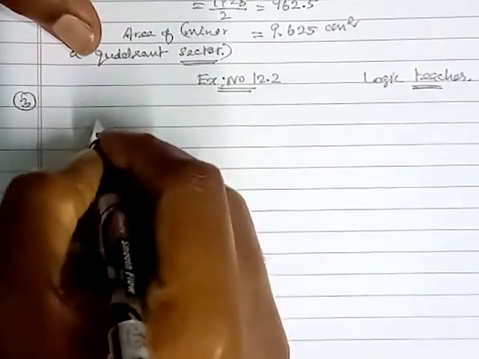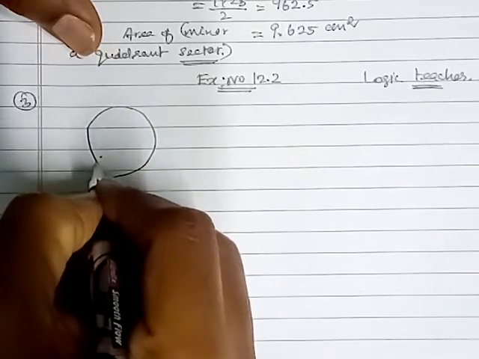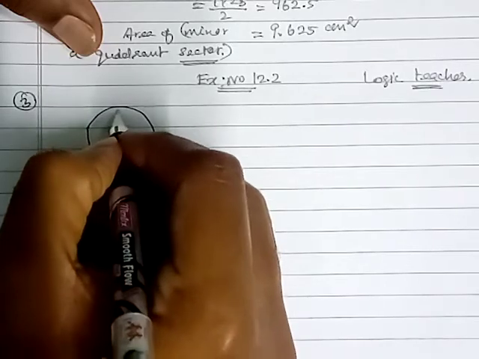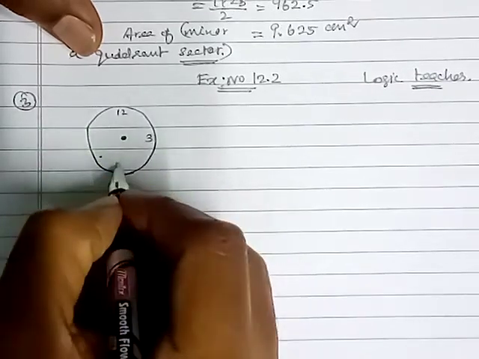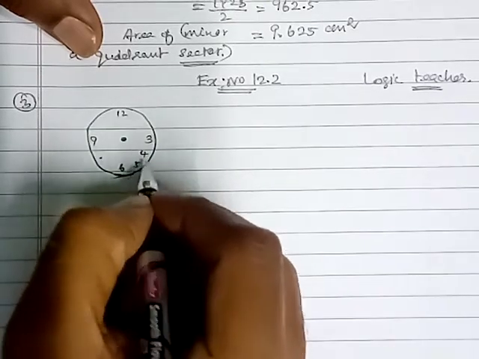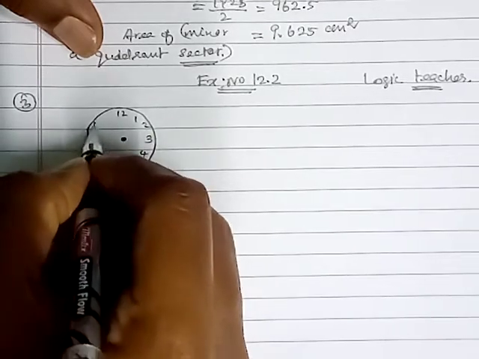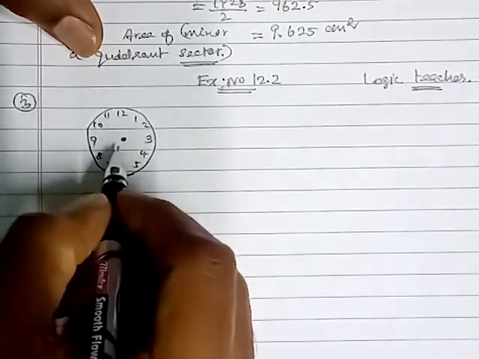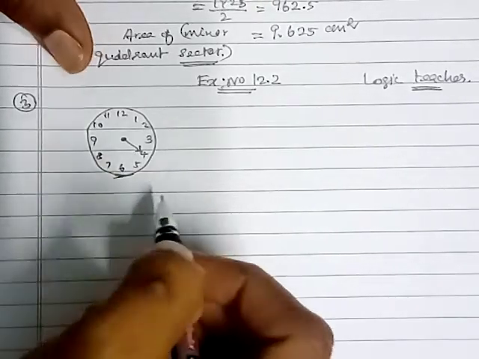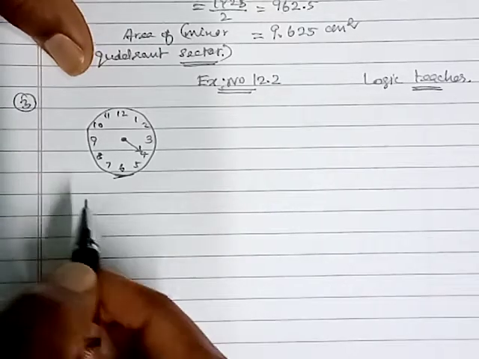Okay, there's a clock. And this is 12, 3, 6, 9, right? So 4, 5, 1, 2, 7, 8, 10, 11. Okay, there's a minute hand. This is the minute hand which has 14 centimeter as its length.